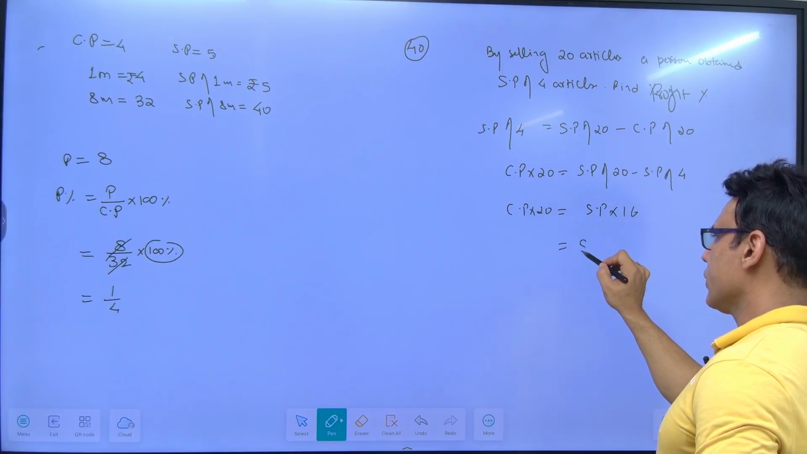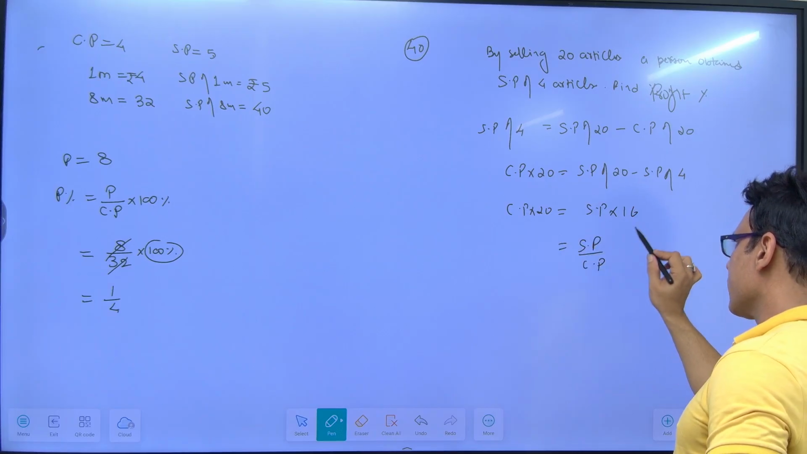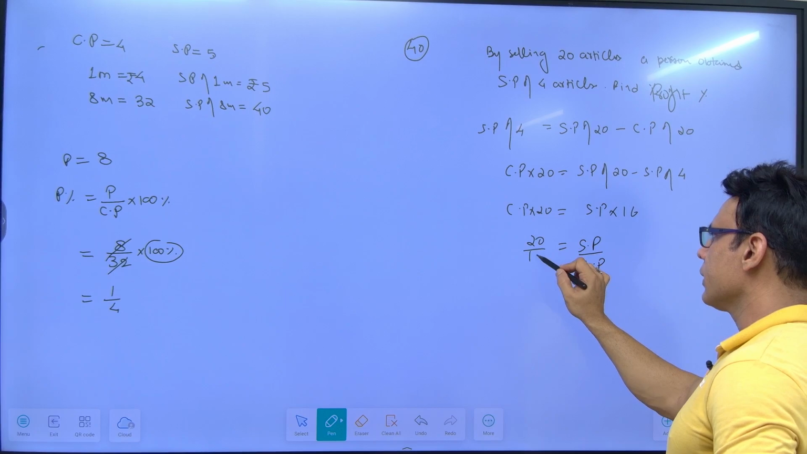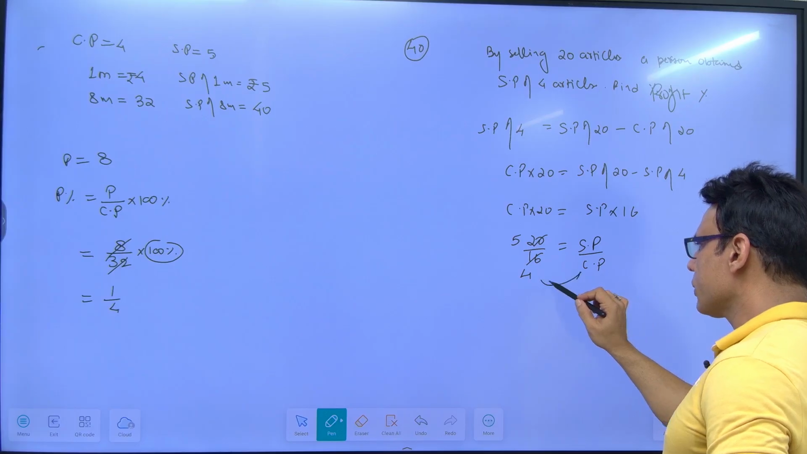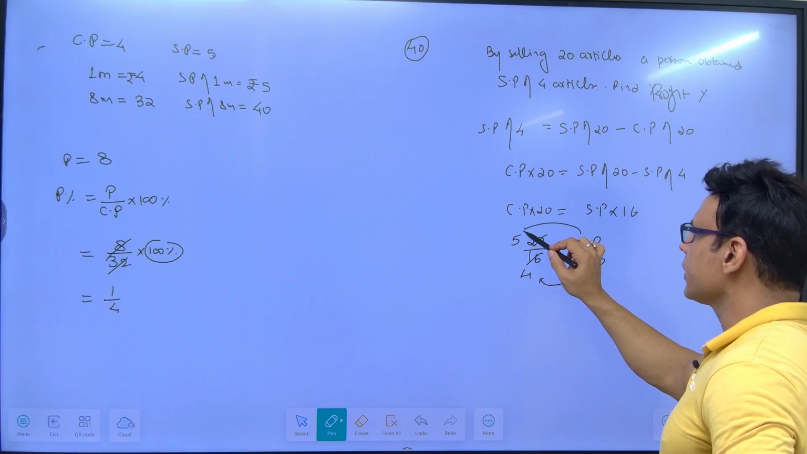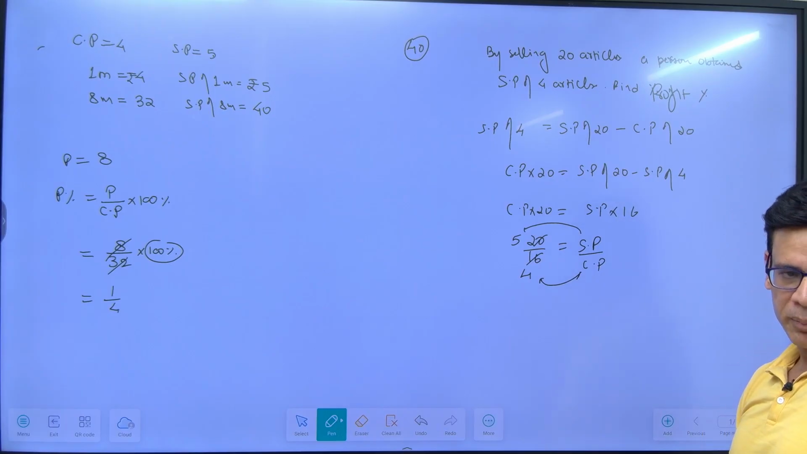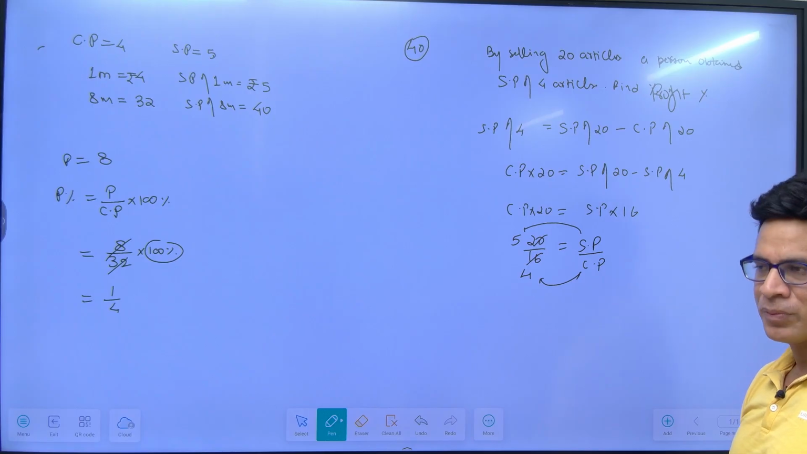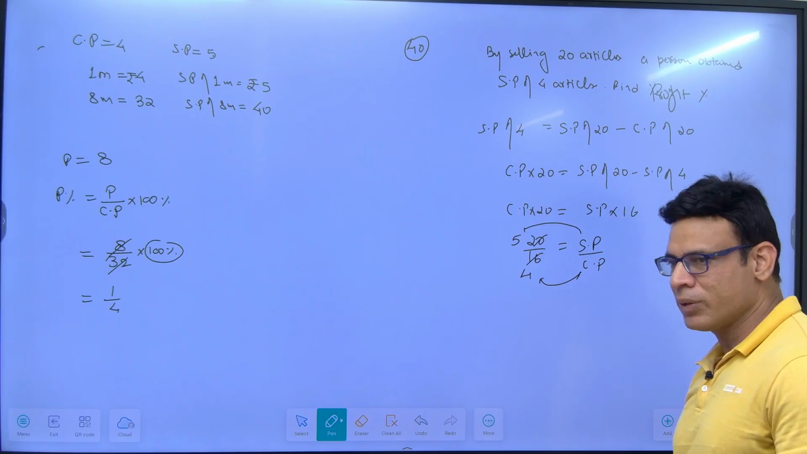Can you find out the ratio of SP by CP? Keep SP, bring CP down here. So it is 20 by 4, 4 5s are 20. That means if your cost price is 4, selling price is how much? 5. How much profit did you make? 1. And profit is always made on what? Cost price. Cost price is 4. So 25% profit. Yes, 25%.